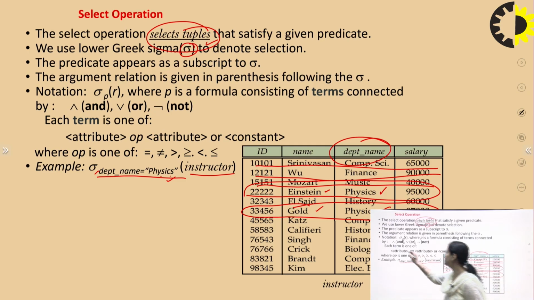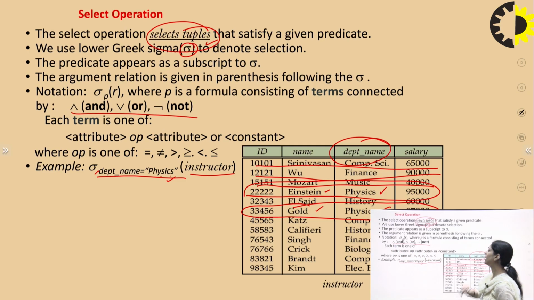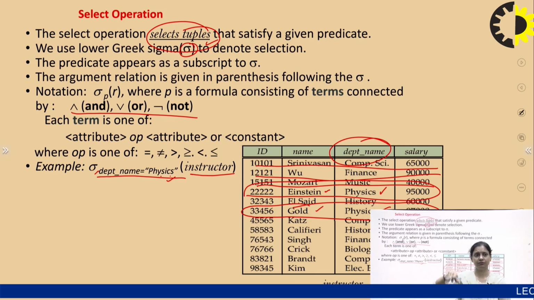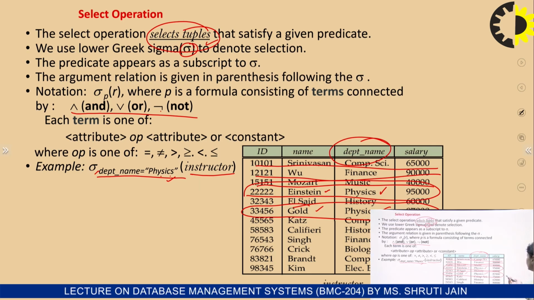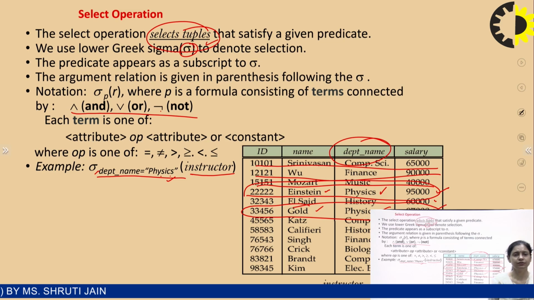So we have the notations for AND, OR and NOT: the cap for AND, the upper cap for OR, and a dash kind of a thing for NOT. Suppose in this one, we need to identify all those records where the department name is physics and the salary is, suppose, 95,000.